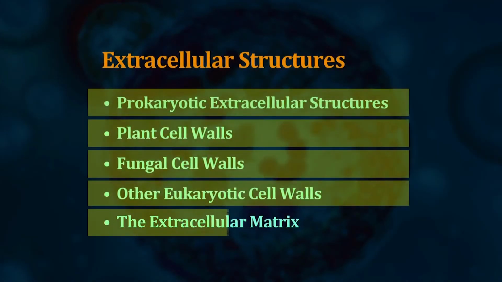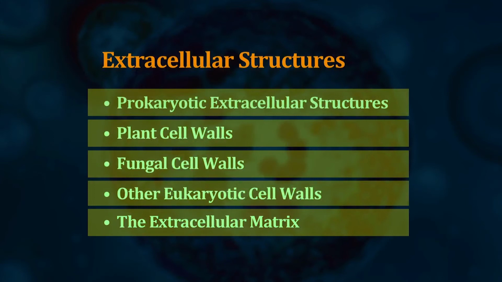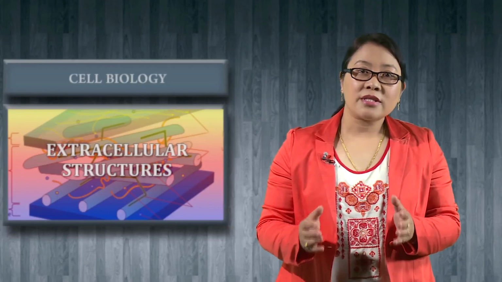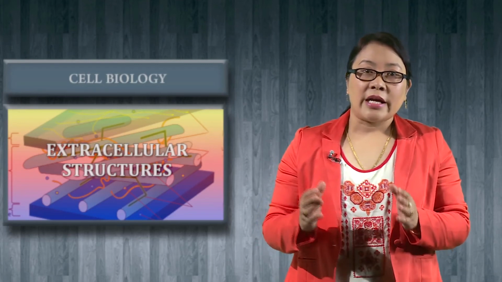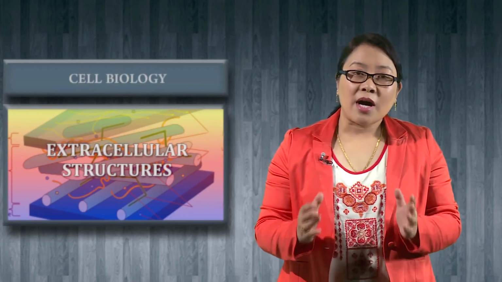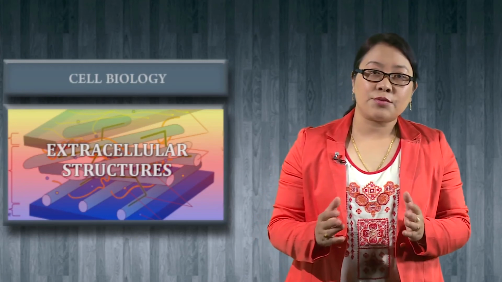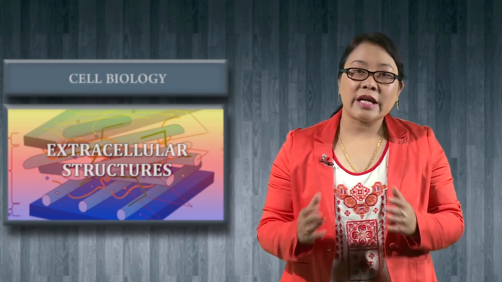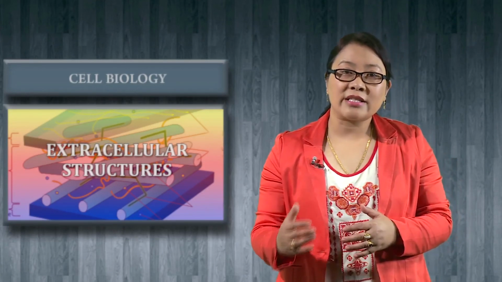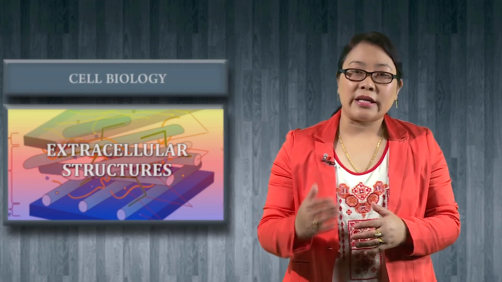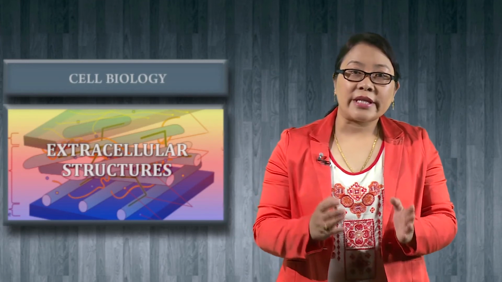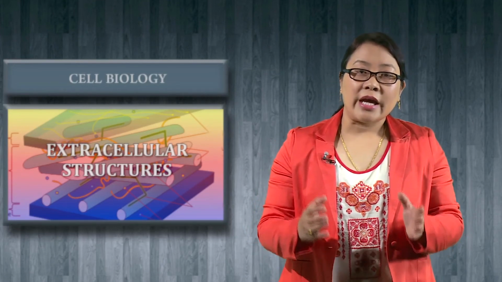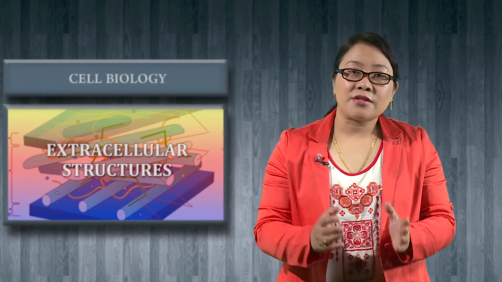Next, let us see the extracellular matrix. Animal and protozoan cells lack cell walls and instead secrete a mass of carbohydrates and proteins in the intercellular spaces between adjacent cells, called the extracellular matrix, which helps in maintaining the shape of the cell and also provides structural stability to the cell.